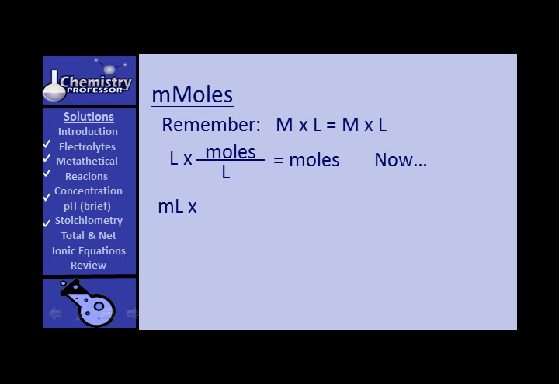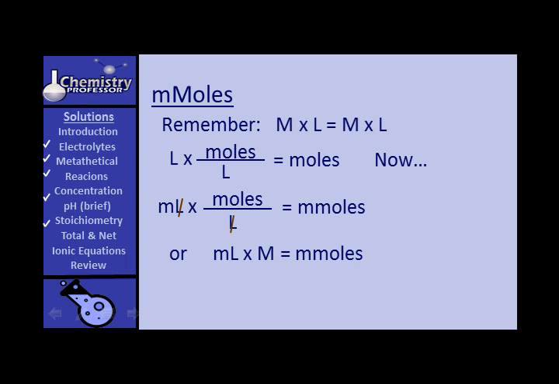Well, now based on that then, milliliters times moles per liter will equal millimoles. Milliliters times molarity will equal millimoles. Watch, the liters cancel. So milliliters times moles per liter, which is molarity, is equal to millimoles. Or, if you will, milliliters times molarity is equal to millimoles written out.